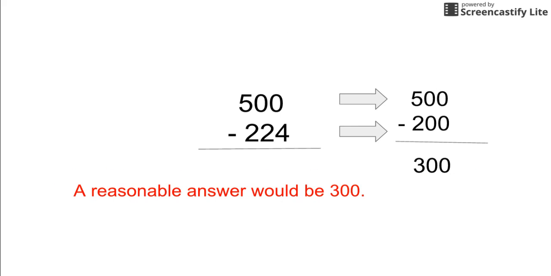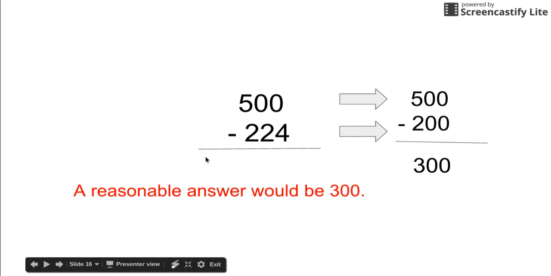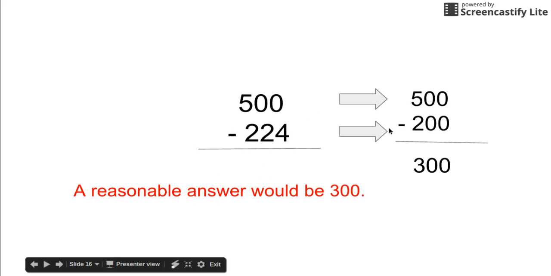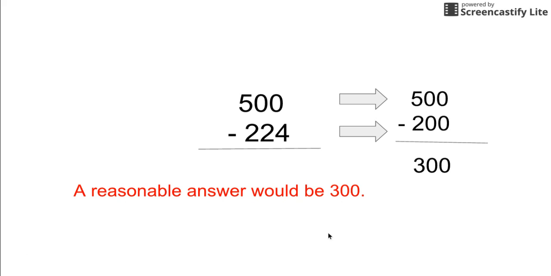So we're going to look at a different problem, 500 minus 224. And the very first step is always in my head, always think, what would be a reasonable answer, a reasonable difference for this? And I know that 224 is close to 200, so a reasonable difference would be around 300. So when I solve this problem, my answer should be close to 300.